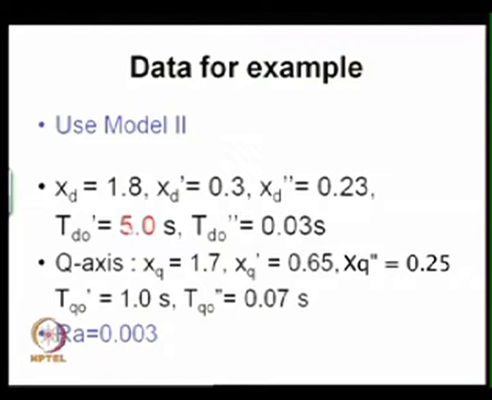Now what we will do is write a program to plot the values of the transients seen in the voltages, currents and so on for this particular transient. The transient we are considering is a step change in the field voltage. We will do the short circuit subsequently. So right now we will do the step change in field voltage.